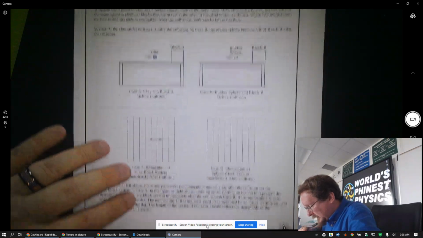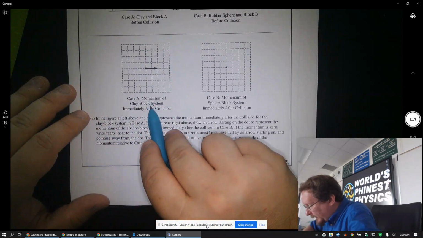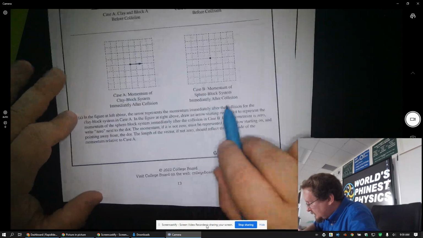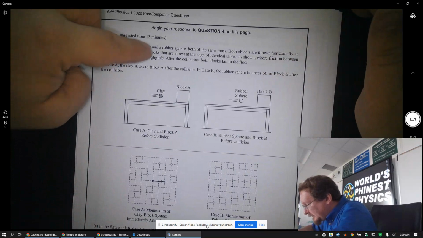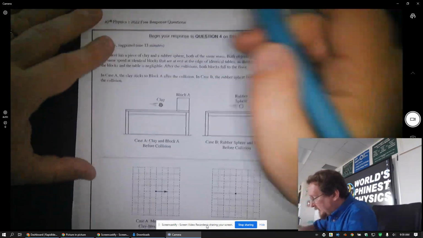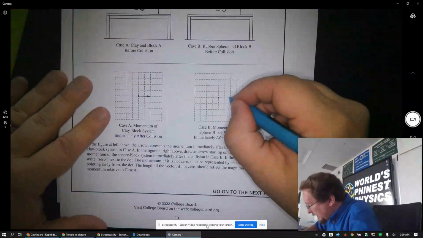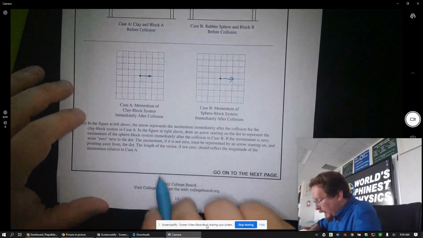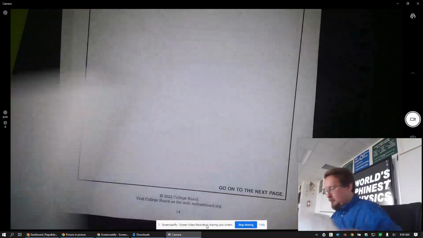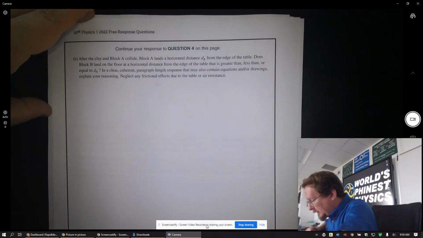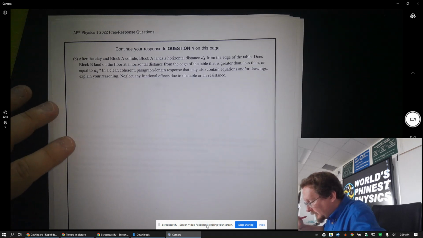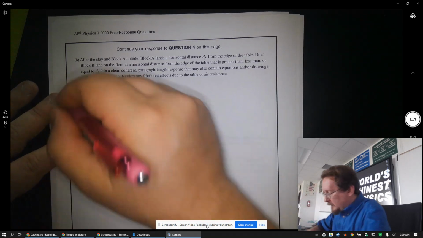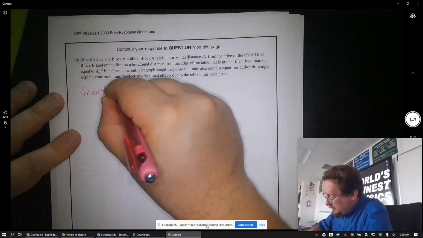All right. This is the momentum of the clay block system immediately after the collision. The momentum of the sphere block system has got to be the same, doesn't it? Because they're both the same mass at the same speed. Same mass, same speed, same momentum. Okay. After the collision, clay block A lands a horizontal distance from the edge of the table. Does block B land on the floor a greater distance?